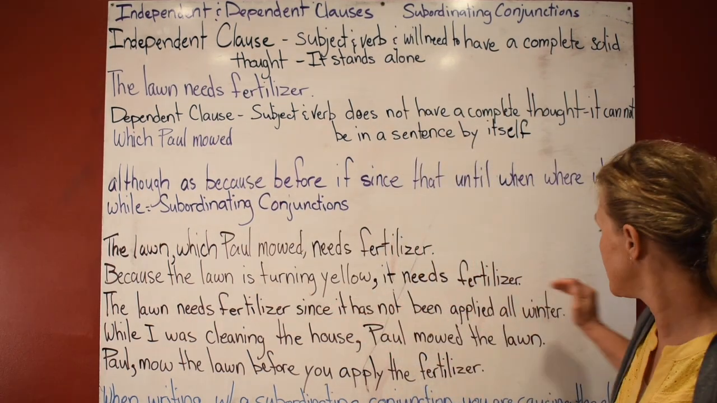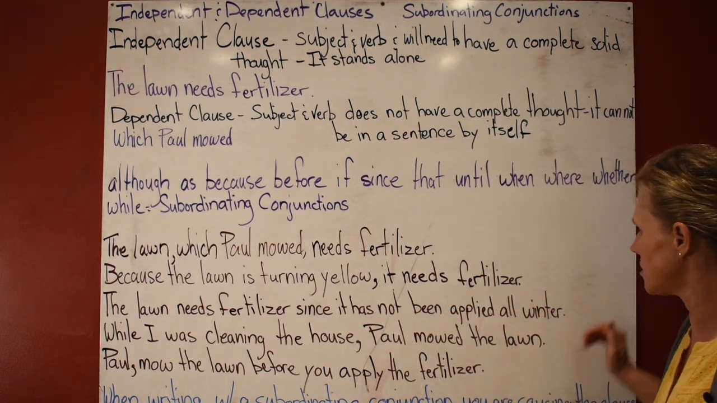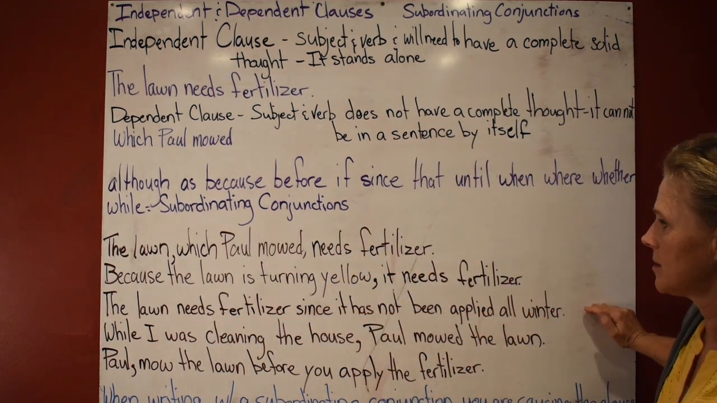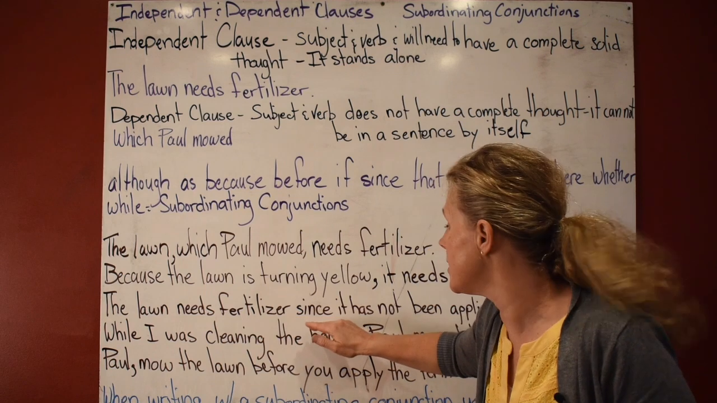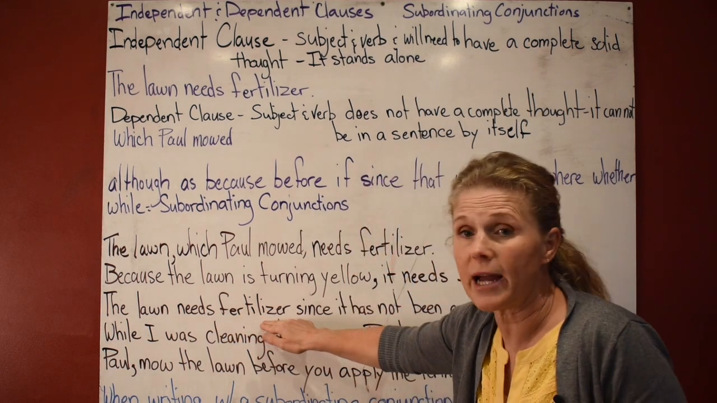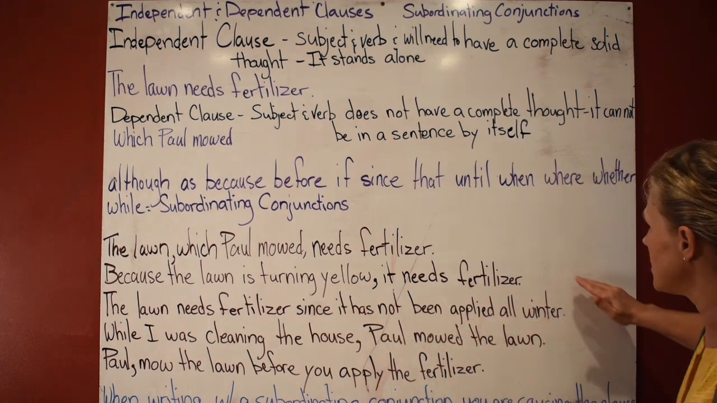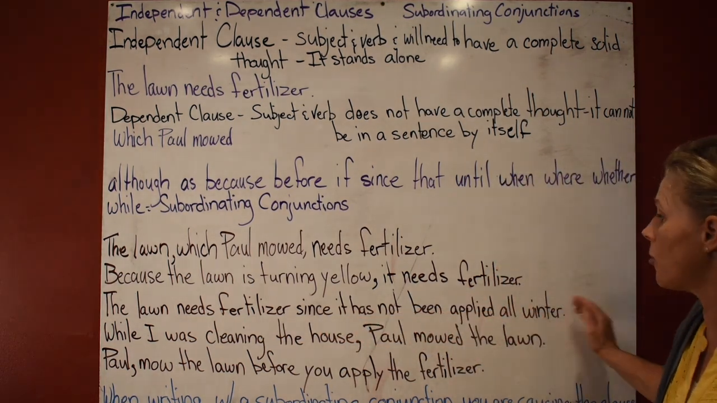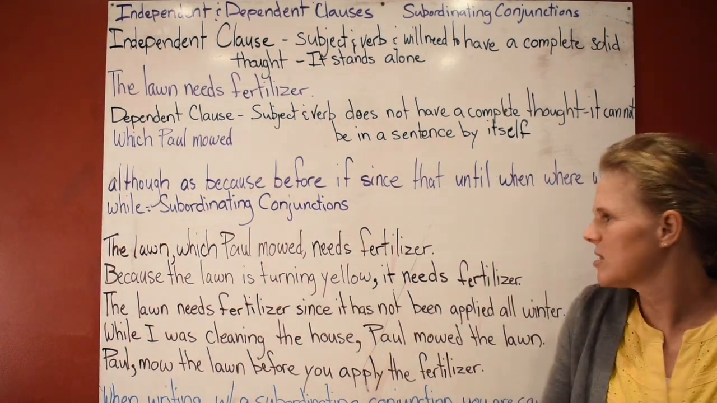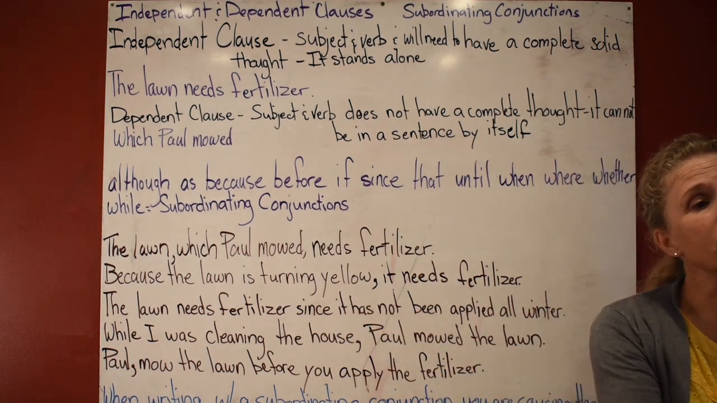What's our subordinating word in this sentence? The lawn needs fertilizer since it has not been applied all winter. What is your subordinating conjunction in this sentence? Since, very good. But look at this. This right here, the lawn needs fertilizer, is your independent clause. This is your dependent clause. Since it has not been applied all winter, can that sit by itself when you put on the word since? It knows that since what? Since it had been applied all winter. There is more to it.